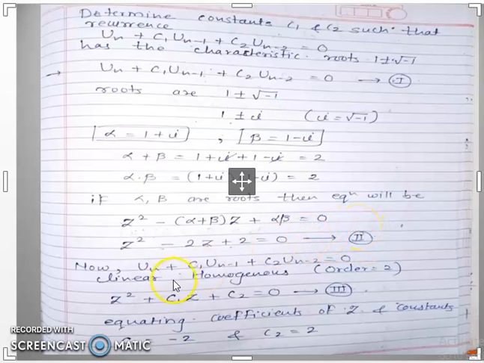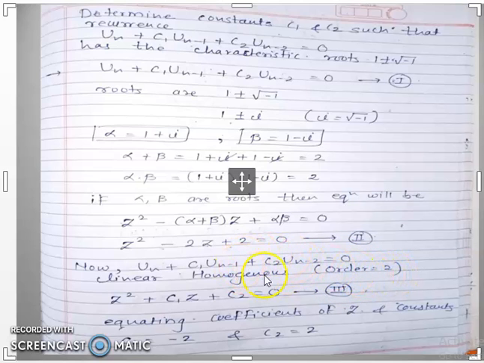Now our question is un plus C1 into un minus 1 plus C2 into un minus 2 is equal to 0. This is equal to 0, meaning the function f of n value is equal to 0, so this is a linear homogeneous type of recurrence relation equation of order 2, because the un value depends up to n minus 2. Therefore the order of this recurrence relation equation is 2.